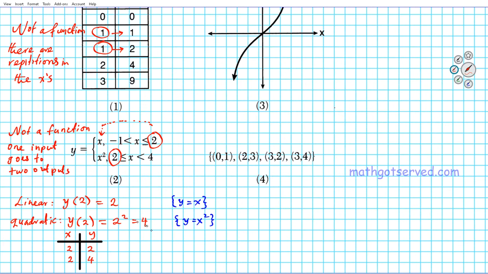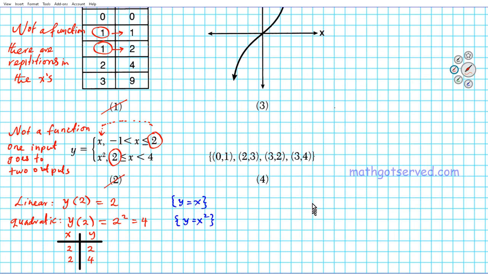So if you wanted to use the vertical line test in this particular situation, you're going to see that the vertical line is going to cut the function twice at x equals 2. That's another violation there. All right, so this one is not a function. The first one is not. The second one is not.